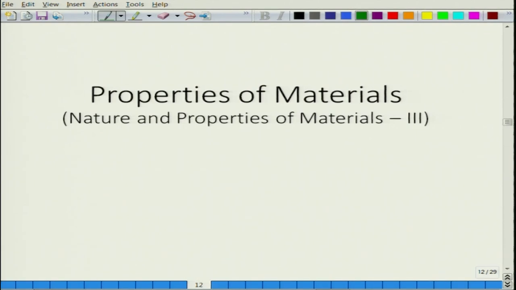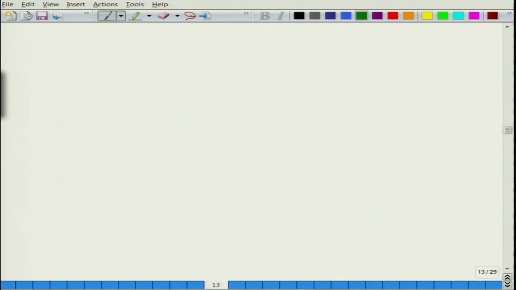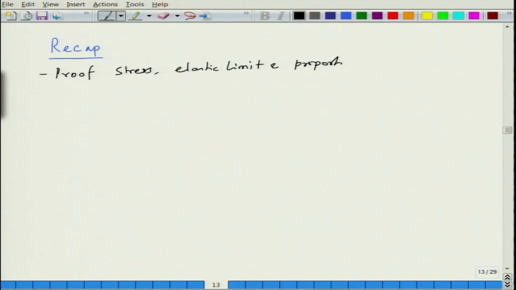So welcome again to the new lecture, Properties of Materials. Let's just briefly see what we did in the last class. In the last class, we looked at various characteristics of stress strain curves again, and we looked at properties such as what is proof stress, what is elastic limit, and what is proportional limit, the distinction between these.